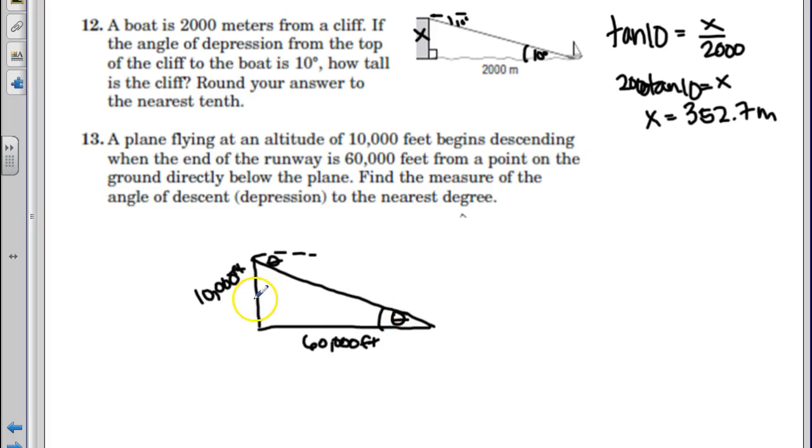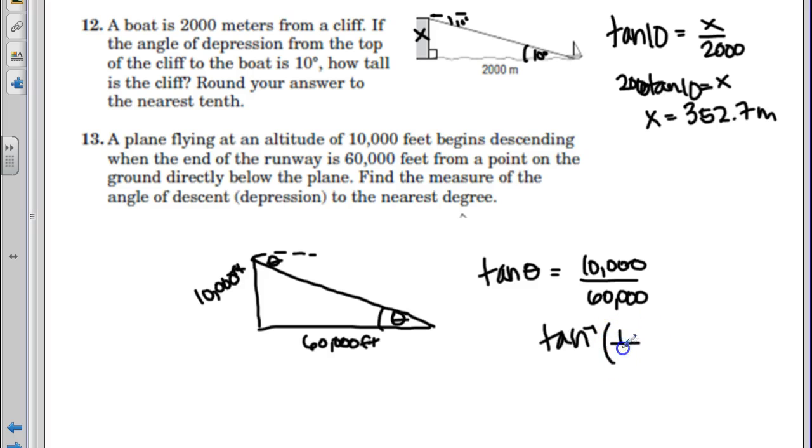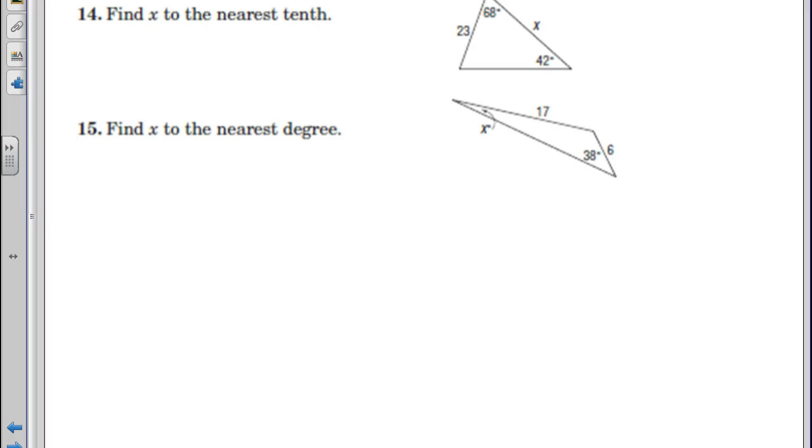So let's see what we're given. We have opposite and we have adjacent. So that's tangent of theta equals 10,000 over 60,000. So tangent inverse of 1 over 6 after we cross out all those zeros. So tangent inverse of 1/6 is 9 degrees. So that angle of descent here is 9 degrees. All right, number 14.